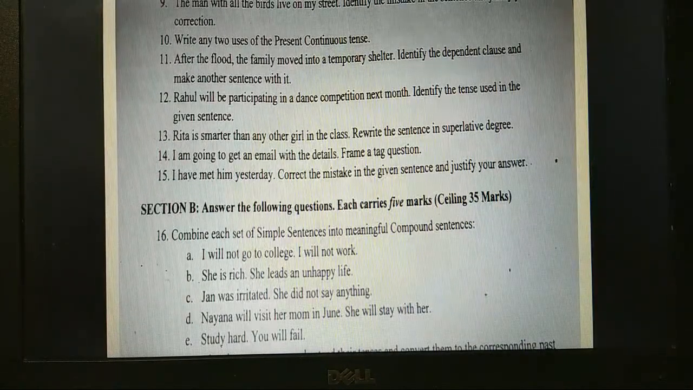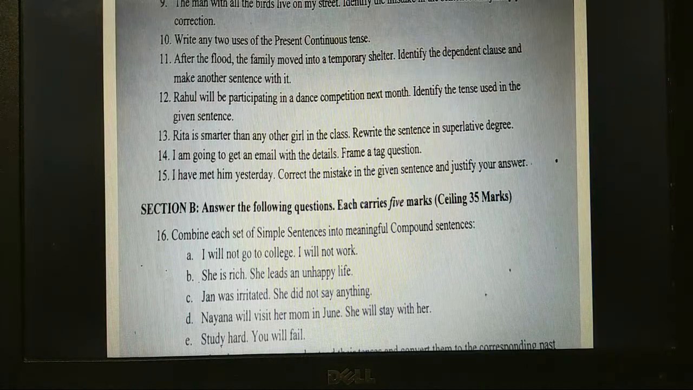D. Naina will visit her mom in June. She will stay with her. Answer: Naina will visit her mom in June and she will stay with her. Next one is E. Study hard, you will fail. Answer is: study hard or you will fail.